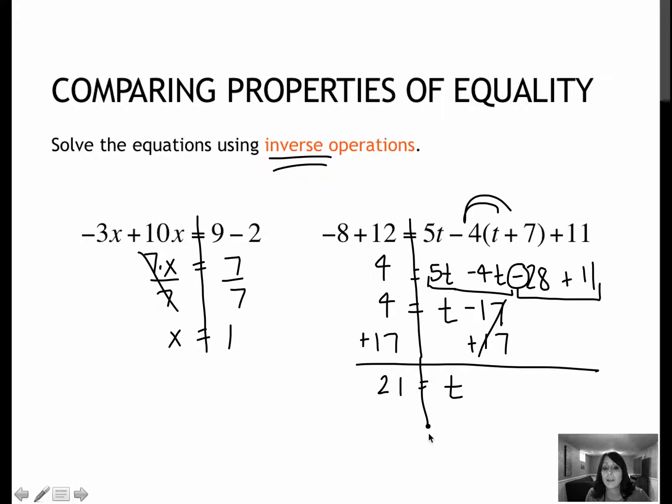If it makes you feel better inside, go ahead and put the t on the left side and the 21 on the right side, but make sure that you write this step first. Please don't go straight from here to here, or that will be very confusing later when we're doing inequalities.